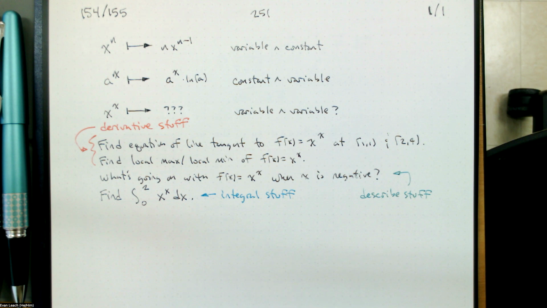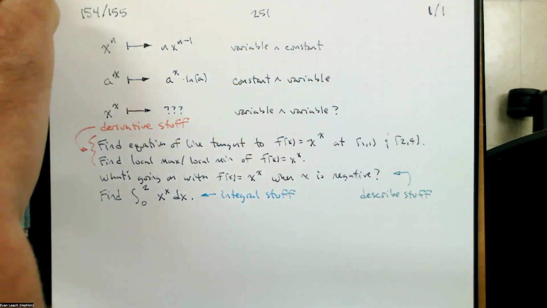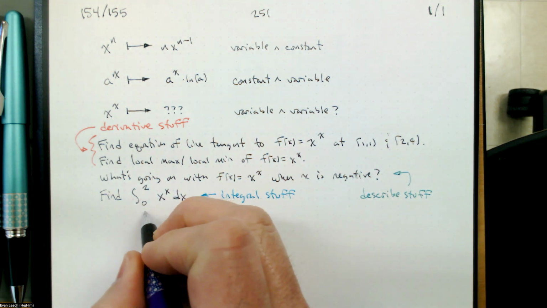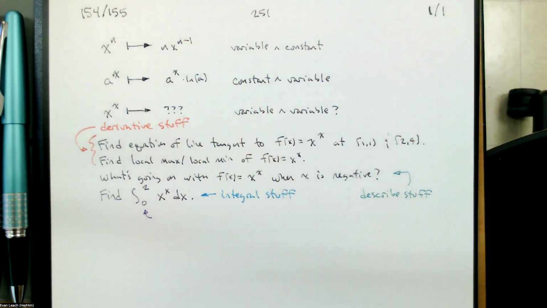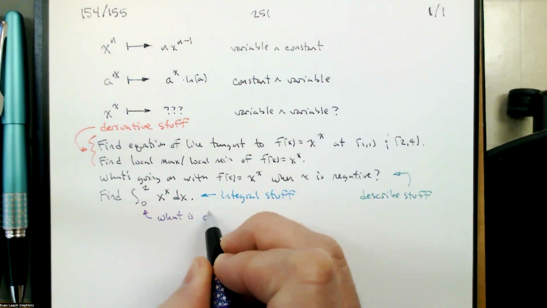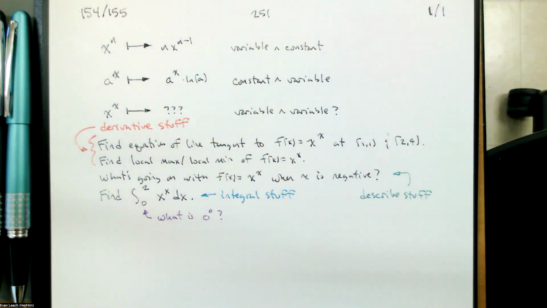Because this is the definite integral from 0 to 2 of x to the x. Now, the problem here is that 0 to the 0 is not defined. We don't have a value for 0 to the 0. So all of a sudden, even though I just wrote this because I wasn't paying attention, rather than change that to, like, 1 to 2, we have this question: what is 0 to the 0? What's going on with this 0 to the 0 business? That's kind of interesting.